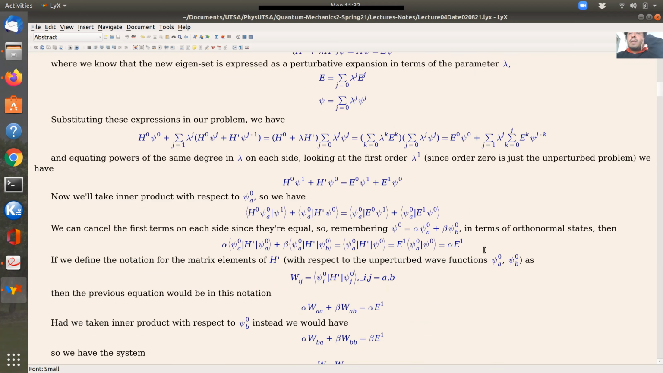And the common energy, which was E naught for the unperturbed case, splits into two different values because of these corrections. And of course, we're dealing with degenerate time-independent perturbation theory, where we have to do things a little bit more carefully.